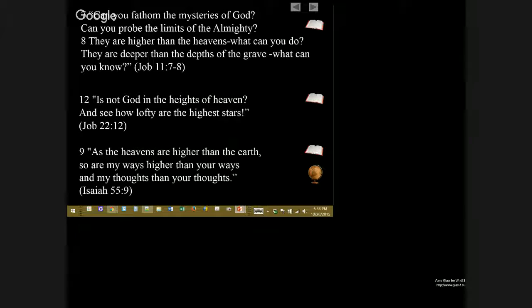Now maybe you want to put down the reference like Job 11, Job 22. I'll just read the bottom one. As the heavens are higher than the earth, so are my ways higher than your ways, and my thoughts than your thoughts.